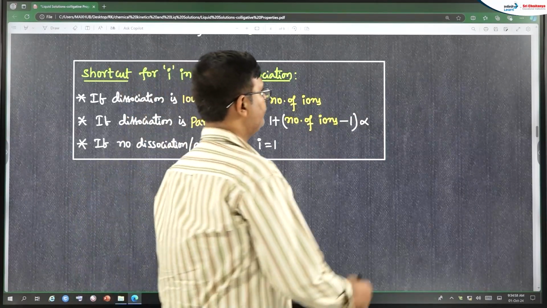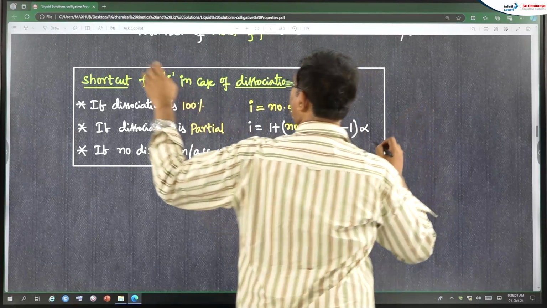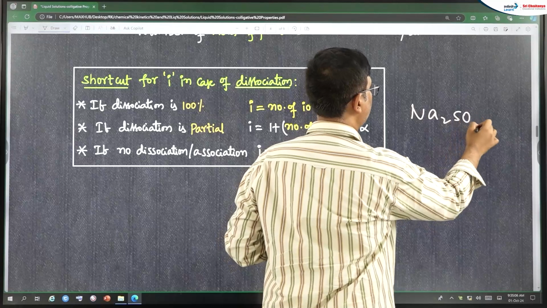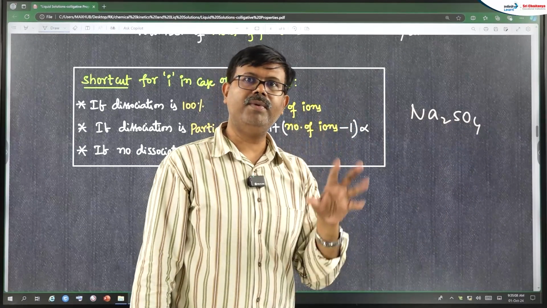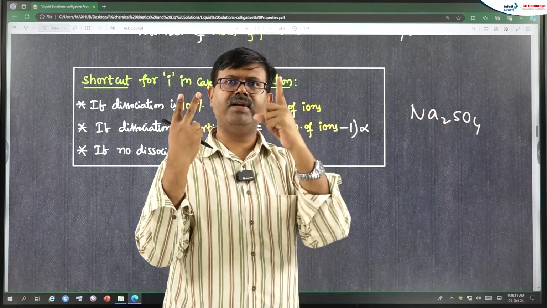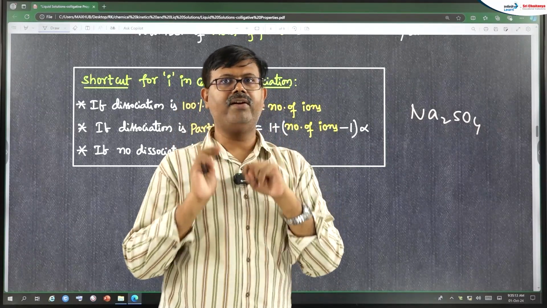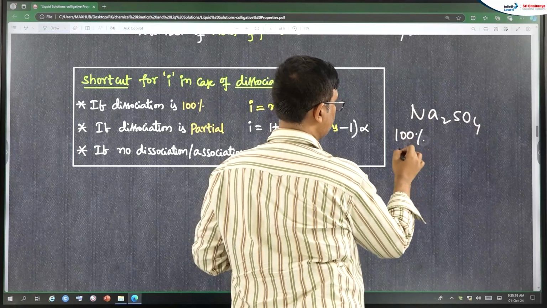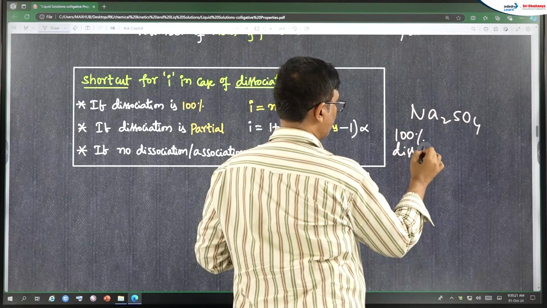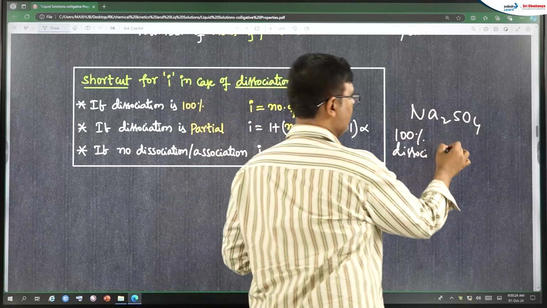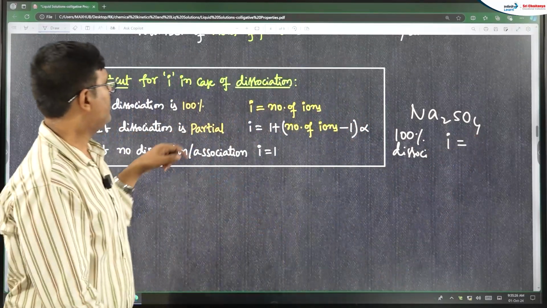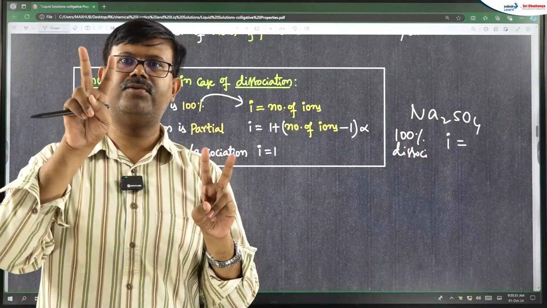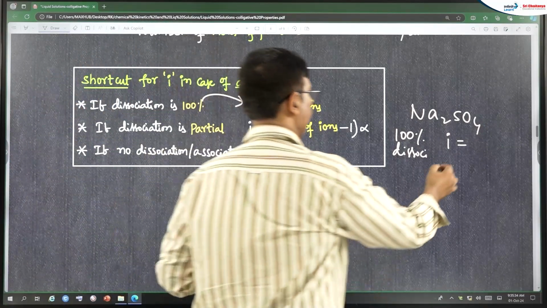For example, if you take Na2SO4, how many ions does it have? 2 sodium ions, 1 sulfate ion, total 3 ions. So if they ask 100% dissociation, what is the Van 't Hoff factor? Just the number of ions. 2 sodium, 1 sulfate, total 3. So Van 't Hoff factor is simply 3.